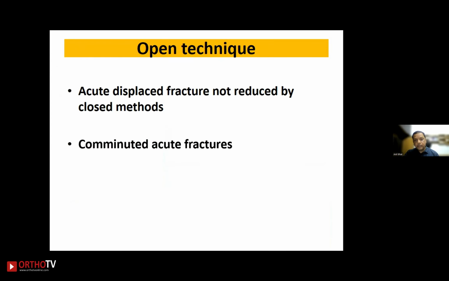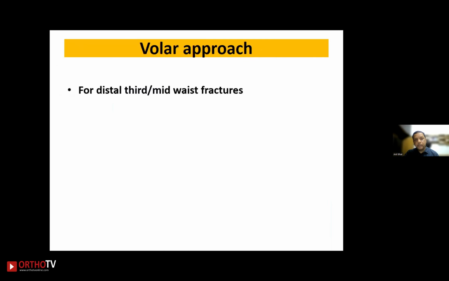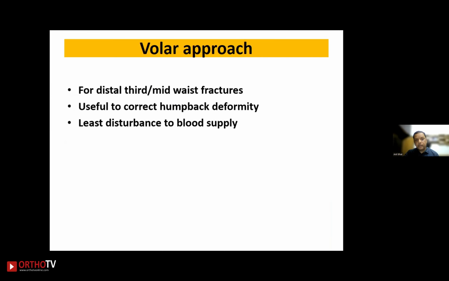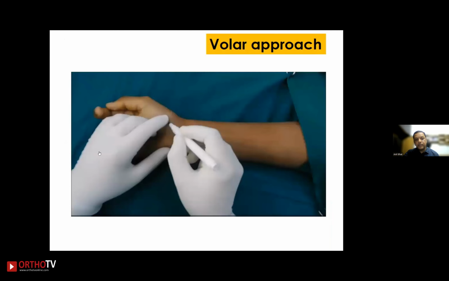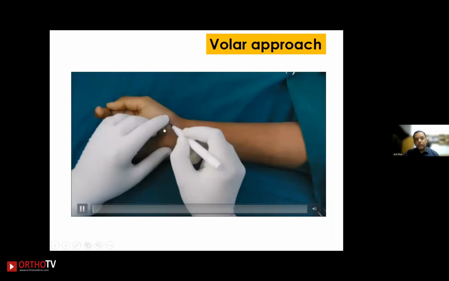Open techniques, when you can't reduce by closed methods, and especially in combination, volar approach is used for distal third or mid-waist fractures, and it's very useful to correct the humpback deformity. And we know that as the blood supply comes from the dorsal aspect, so volar approach is good and it gives good visualization, except that you're cutting through the capsule, so it might cause some scarring and some amount of stiffness there.